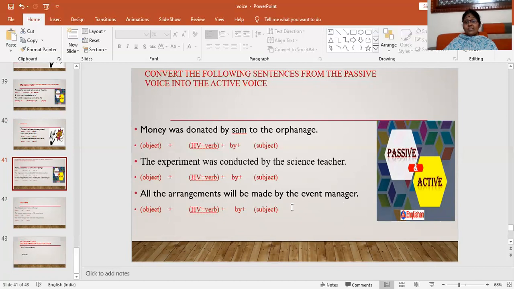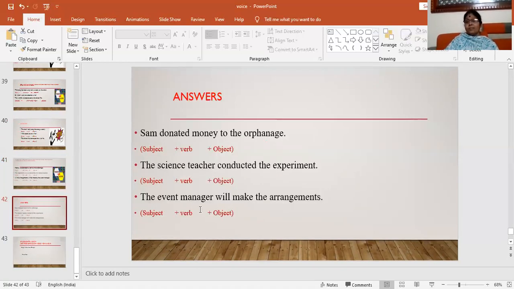Now, when we change it, bring your subject here, bring your object here, remove your by agent, and then make a sentence. Now, let us check with the answer. The event manager will make the arrangements. That is subject plus verb plus object. So we have learned how to convert our passive voice into active voice.